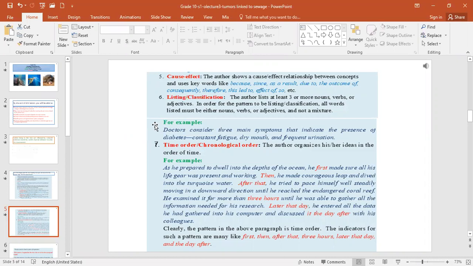Jacob, are you with us? Hussein? Can you read the example, please?